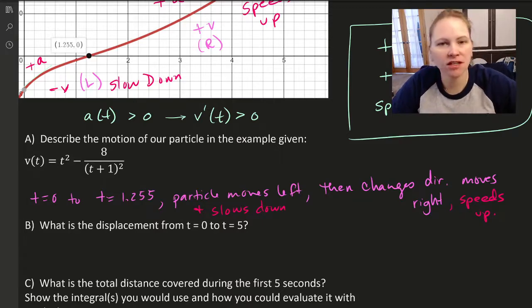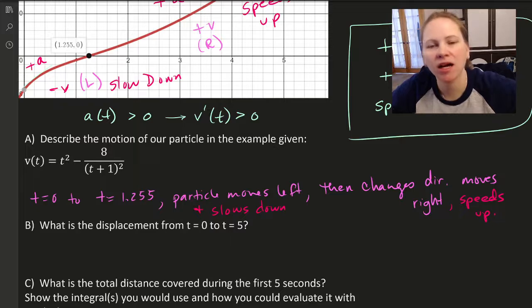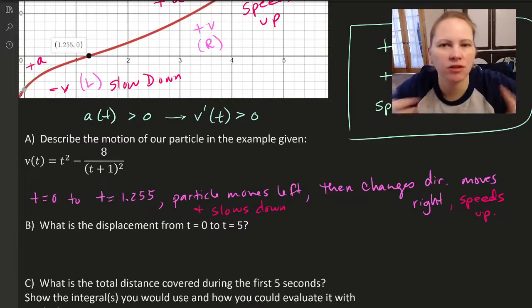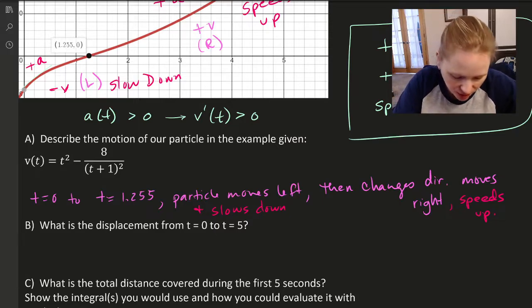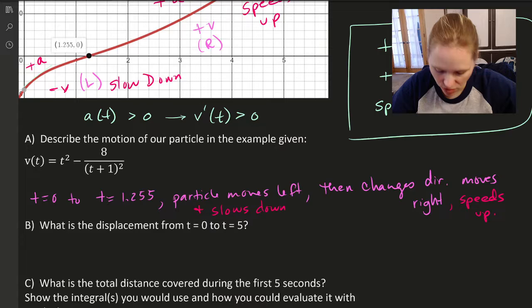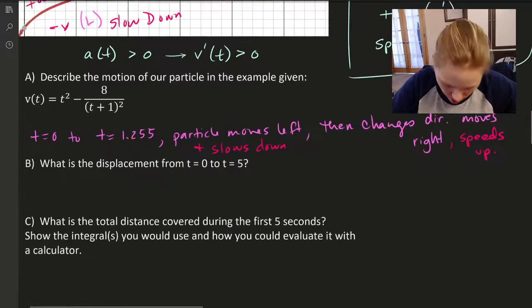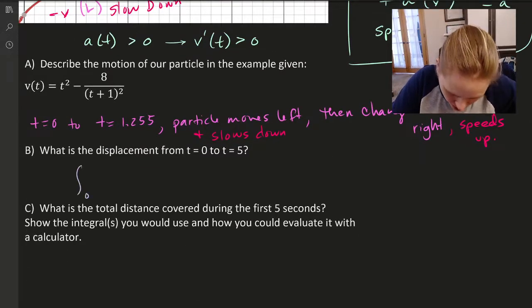So understanding that convention of same sign, speed up; opposite signs, they're working against each other, your particle is going to slow down. So now we want to know, what is the displacement from 0 to 5? Well, this is when we're going to set up that integral. So as we set up our integral, we're going to integrate from 0 to 5 of v of t dt.